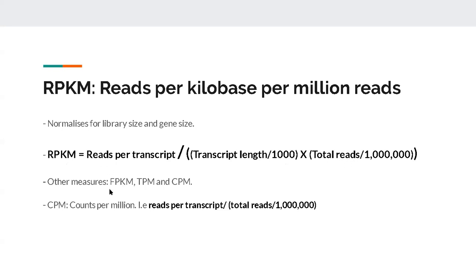There are other measures as well, like FPKM, which is fragments per kilobase per million reads. Fragments is just a term that you use when you have paired end data. Then you also have transcripts per million, and you have counts per million. For example, for counts per million, this expression would reduce down to reads per transcript, and now you're just normalizing for the sequencing depth, so you get total reads upon 1 million.